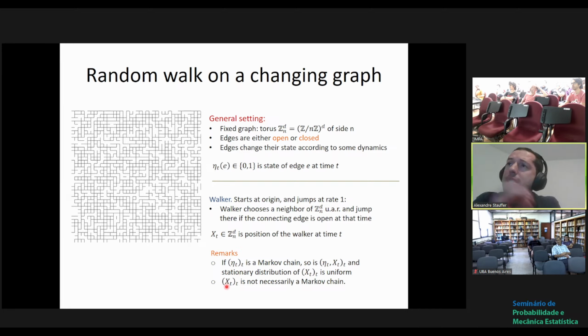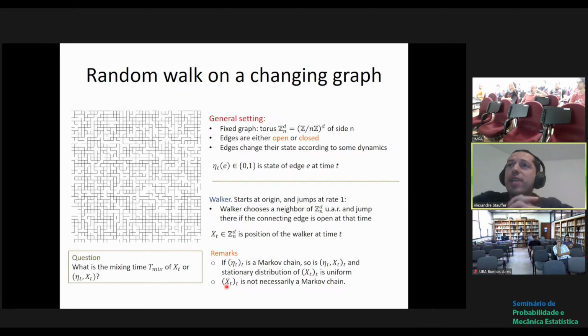But if you look at only the walker, then this may not be a Markov chain, right? You can just imagine that if the walker stays at the same vertex for a long time, for the whole interval [0,t] for a very large time t, you expect it to collect information about the environment that may lead you to believe that the walker will stay put for a bit longer after time t, for example. We're going to look at a concrete case in a minute.